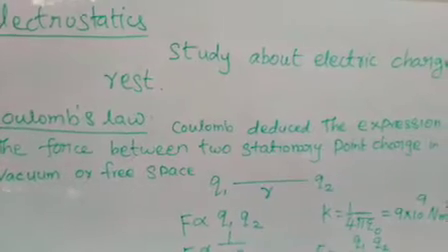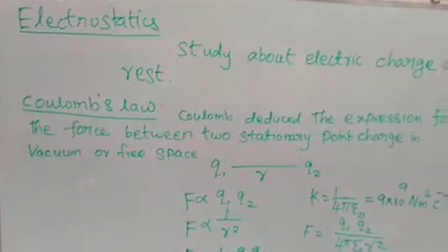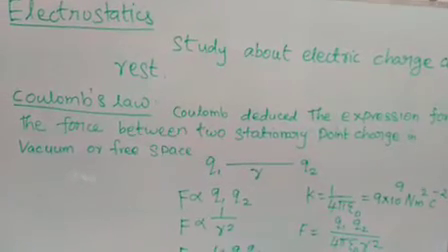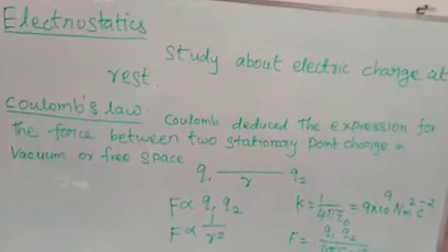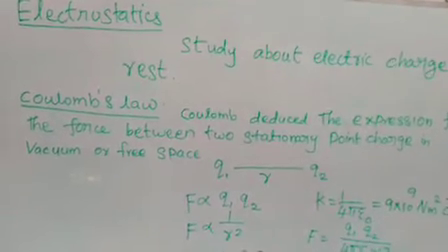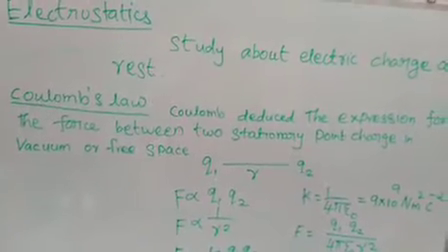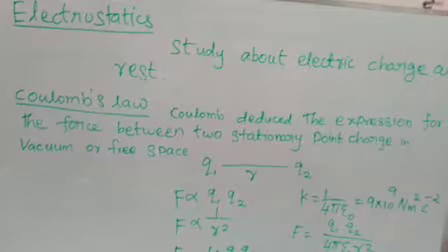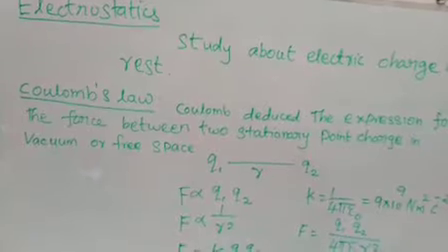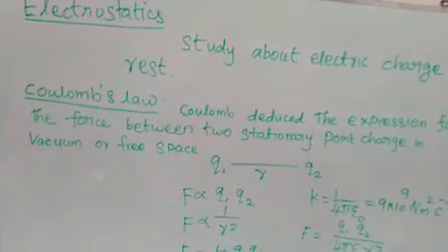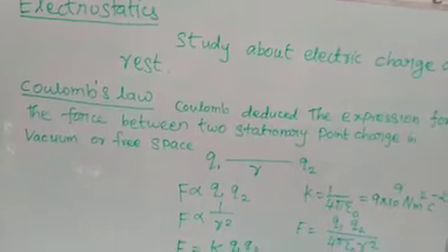Scientist Coulomb deduced the expression for the force between two stationary point charges. Here stationary means at rest, not moving, in vacuum or free space. Vacuum means absence of air. It's a very important one word. Which force is exerted between two point charges at rest? The answer is Coulomb force. Don't forget, it's a very important one word.